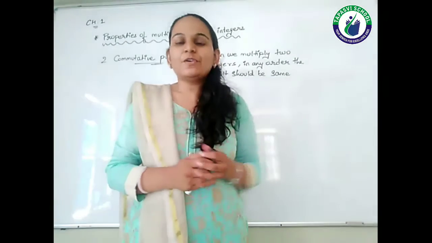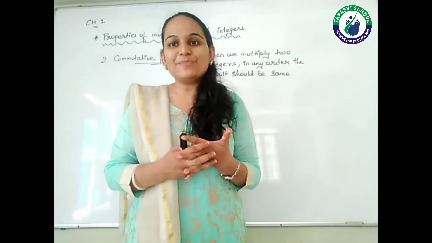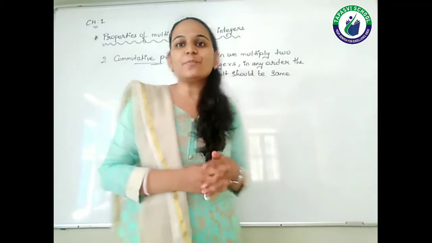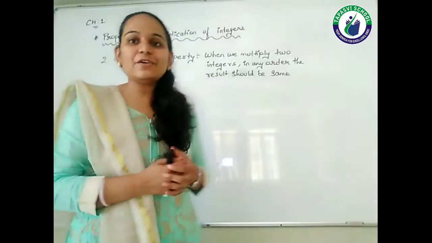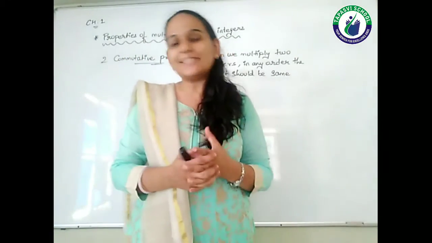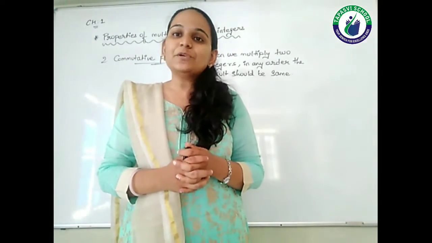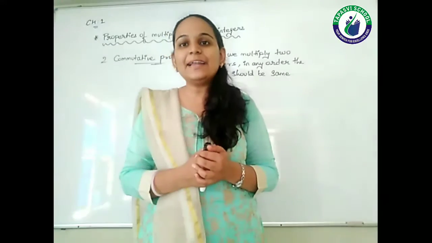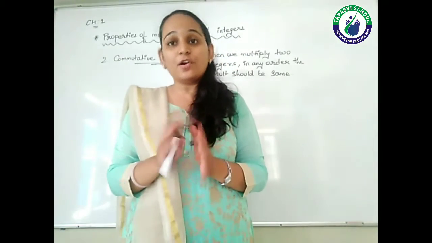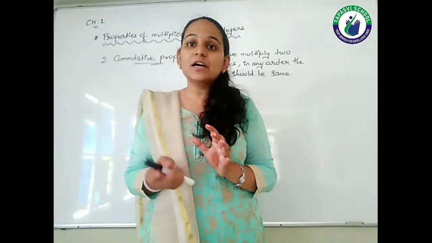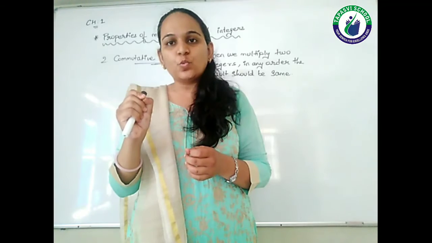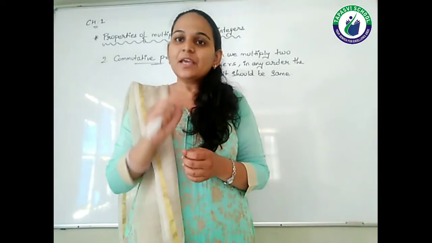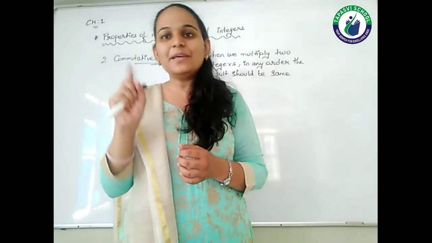Okay, students, now let's see the second property of multiplication of integers. The second property is the commutative property. Now what does this property say? Commutative property says that you take two integers and you multiply them in any order. Any order means, for example, 3 multiplied by 2 and 2 multiplied by 3. In both cases, the result will be 6.